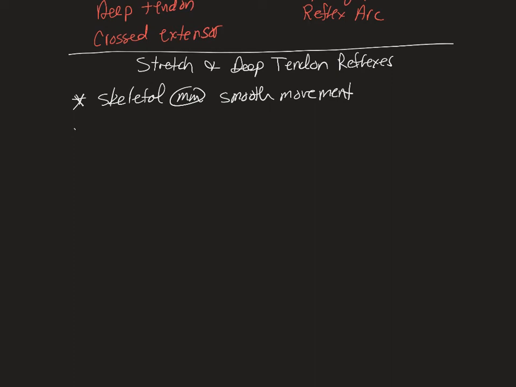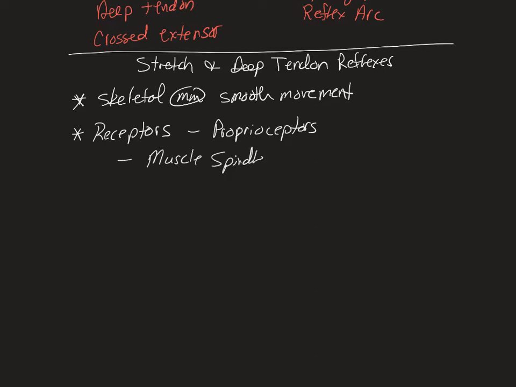So we have two special receptors that we use, and these receptors are both considered proprioceptors. And they are the muscle spindle and the Golgi tendon organ.